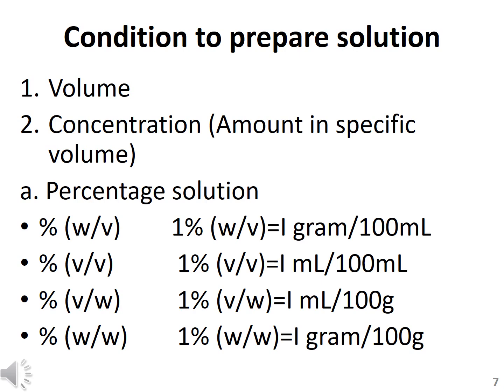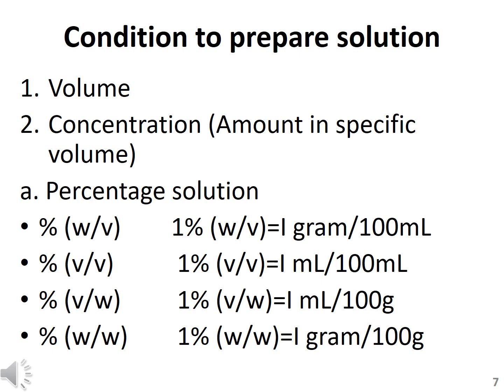So if you are interested to prepare a 1% weight by volume solution, then you will take 1 gram of the solute, and you will put that 1 gram of solute in a volumetric flask of 100 ml, and after taking 1 gram of that solute, you will make up the volume up to 100 ml. In this way you will have a total of 100 parts of the solution. That solution contains solute and the solvent. So in this way you can have a 1% weight by volume solution.